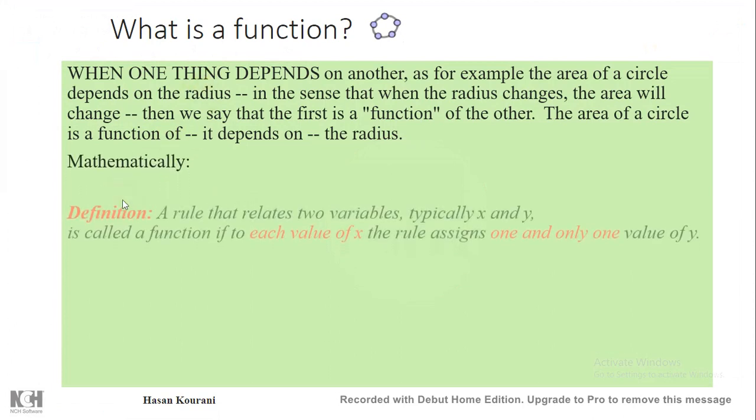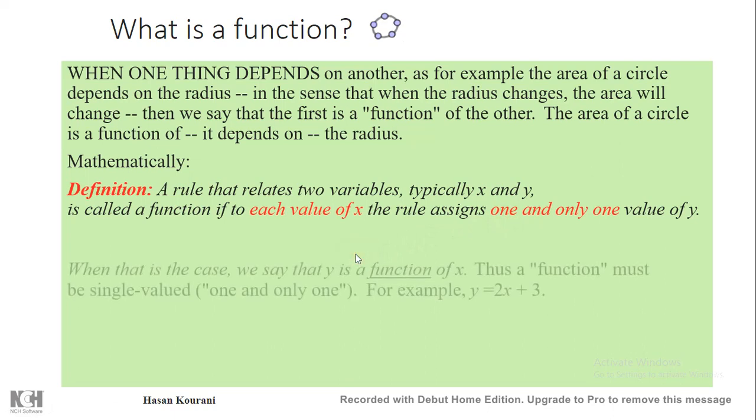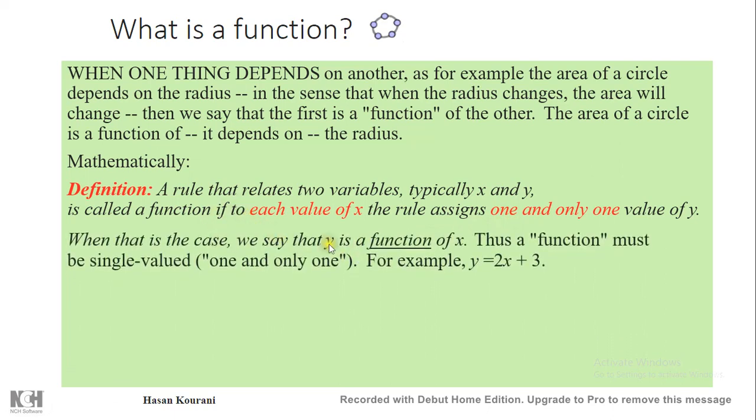Mathematically now, the definition of a function says that a rule that relates two variables, typically x and y or something else, is called a function if to each value of x the rule assigns one and only one value of y. And this is a very important point. We have to fix it in our mind. When that is the case, we say that y is a function of x. Thus, a function must be single valued.